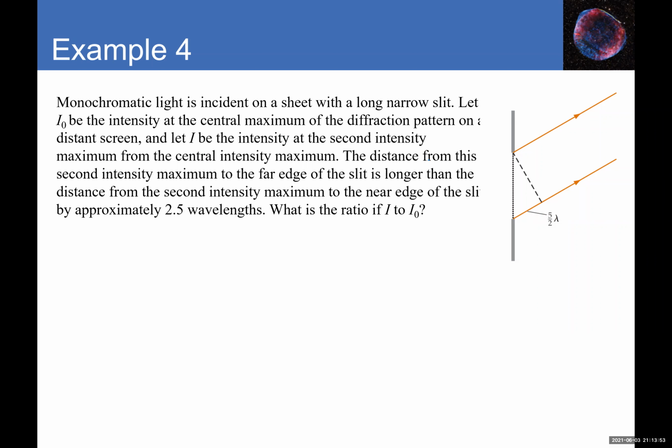The first intensity maximum from the central one is m equals 1, and then the second one is m equals 2. All right, so the distance from this second intensity maximum to the far edge of the slit is longer than the distance from the second intensity maximum to the near edge of the slit by approximately 2.5 wavelengths. What is the ratio of I to I naught? That means we can evaluate the expression for the intensity.